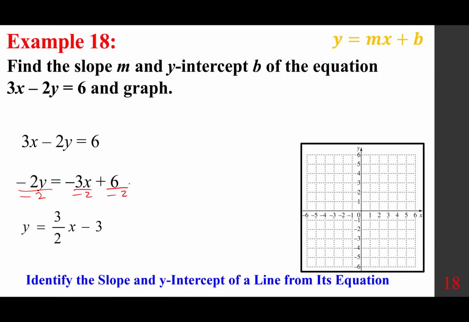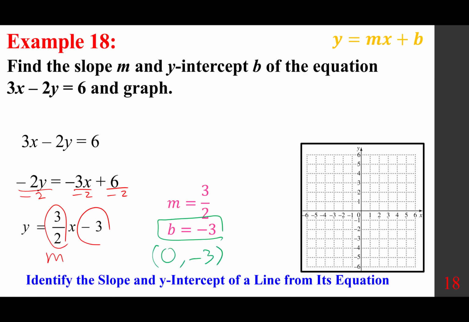As you can see, the slope is 3 halves. Here's the y-intercept. And I want to explain, this is b. The y-intercept really should be written in the form of a pair, 0 comma negative 3. And I can't emphasize this enough. Okay, so that's the location, everybody.